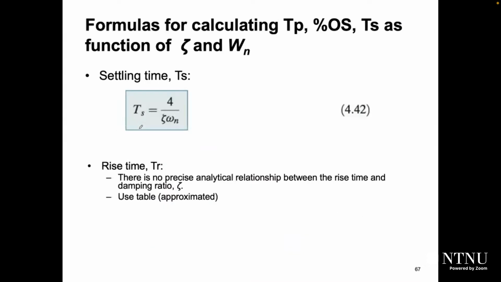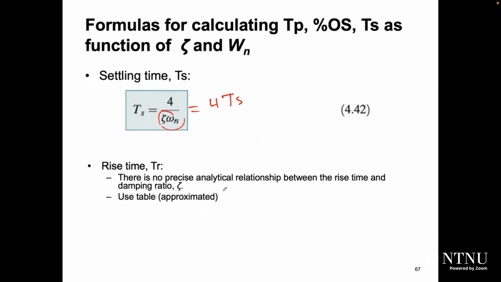If you want to calculate settling time, the settling time will be 4 divided by zeta omega n. This is the real part. In fact, this is the absolute value of the real part. This is the settling time, which is 4 time constants, right? And the time constant is 1 divided by the real part in reality, right?